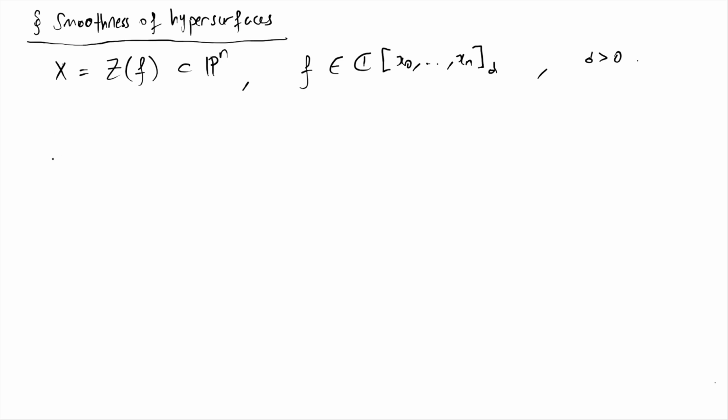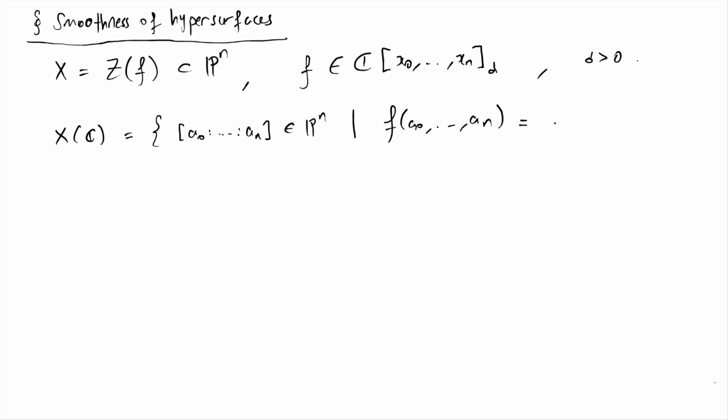So remember, when we talk about the complex points of X, those will be points with homogeneous coordinates a0 through an in Pn, such that f of a0 through an is 0. So these ai's are complex numbers. So this is naturally a complex manifold.